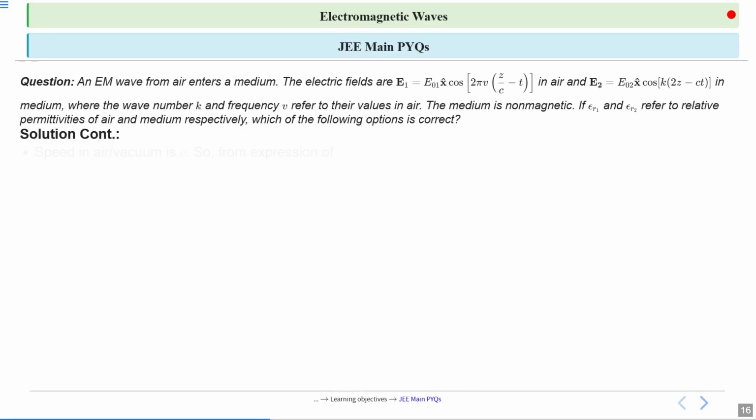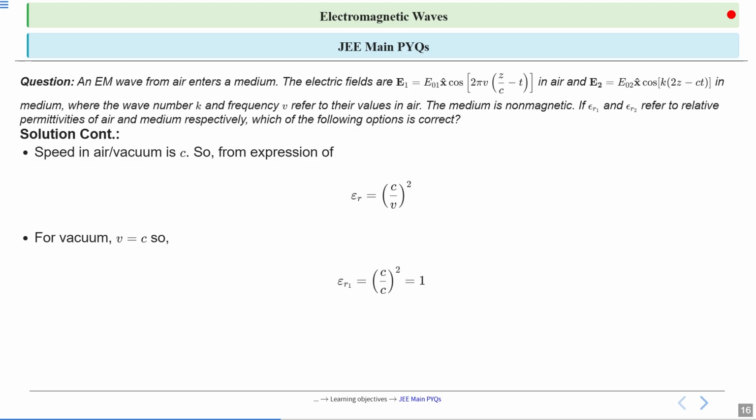Now we'll find the refractive index, or rather the relative permittivity. Speed in air or vacuum is c. So the expression is epsilon r equal to (c by v) whole squared. Now they ask for epsilon r1 or epsilon r2. Epsilon r1 is the relative permittivity of air. So for air or vacuum, v is equal to c. So relative permittivity epsilon r1 will be equal to c upon c whole squared, which is 1 squared, which is equal to 1.